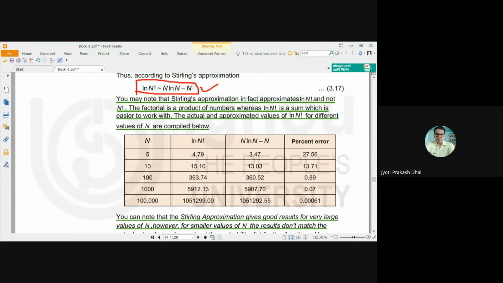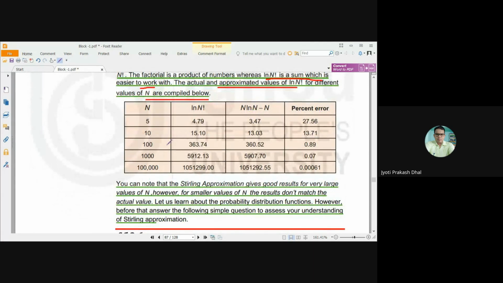So you may note that in Stirling's approximation, the formula approximates ln n factorial and not n factorial. The factorial is a product of numbers, whereas ln n factorial is a sum, which is easier to work with. The actual and approximated values of ln n factorial for different values of n are given below.